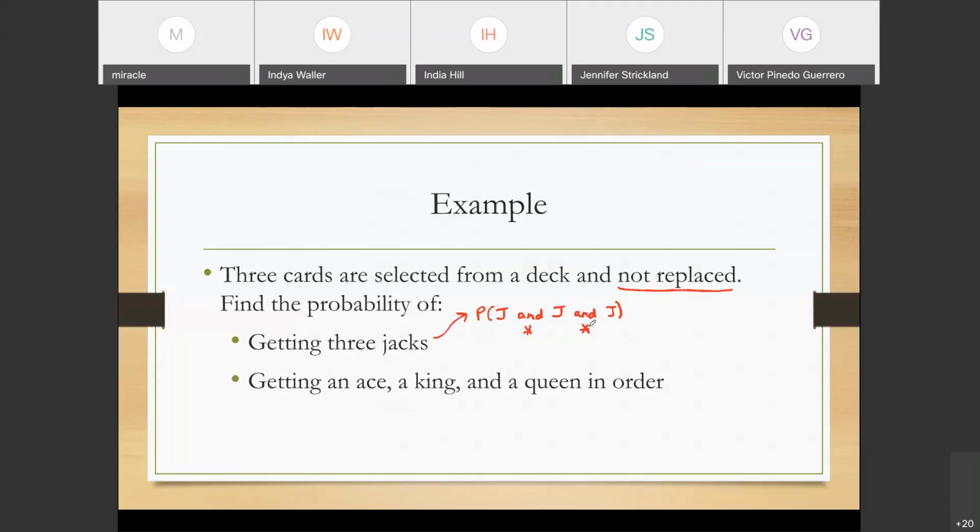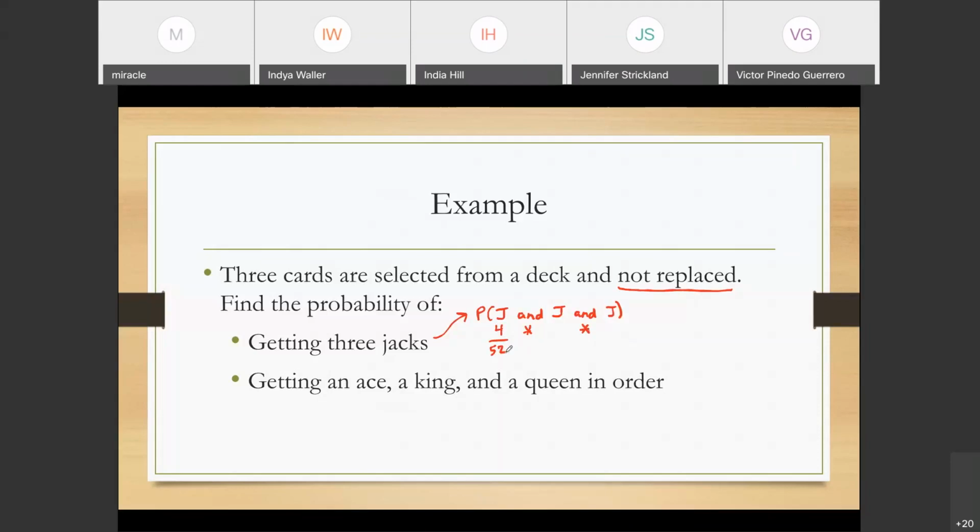Okay, so help me with the first card. So when I pick the first card out of that deck, what is the probability that I get a jack? 4 out of 52. There are 4 jacks in the deck. There are 52 cards altogether. Okay. Now remember that you are not replacing the card.